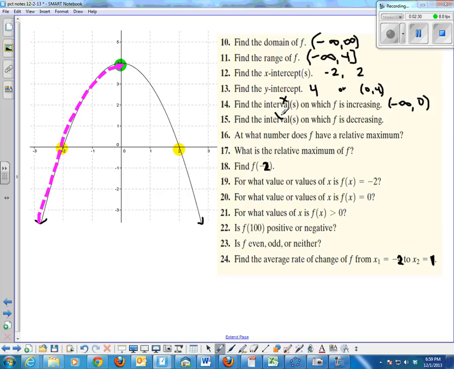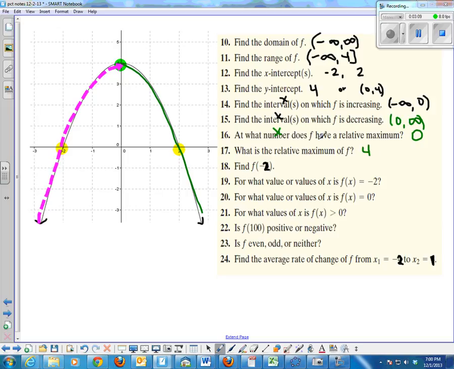All right, the x interval on which the function is decreasing, so that's going to be here. And that interval is from 0 to +infinity. The next question is at what x number does f, the function, have a relative maximum? So we see that that occurs right here at the point (0, 4). So the number at which the function has a relative maximum is 0, and that maximum is 4.